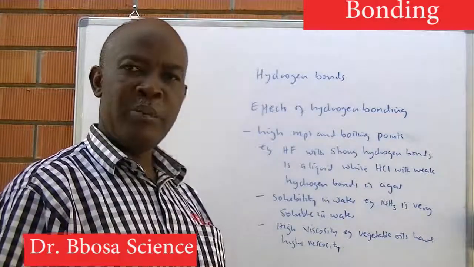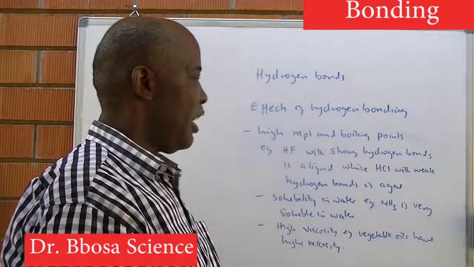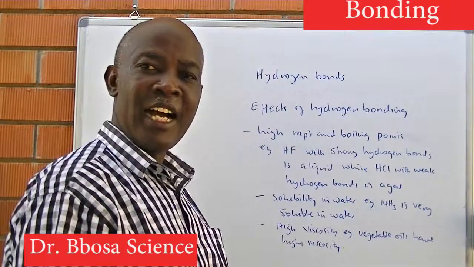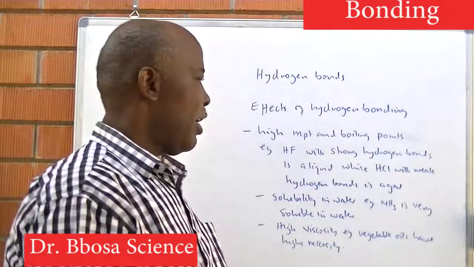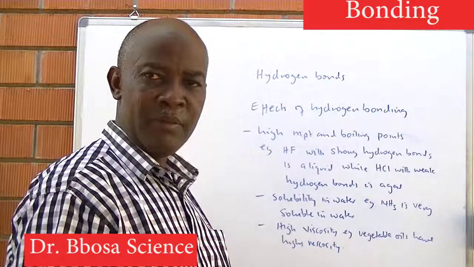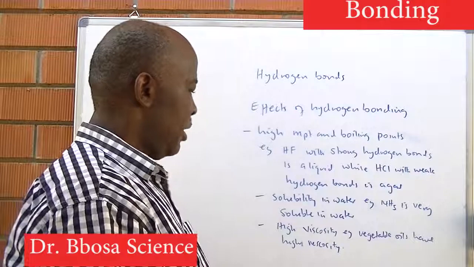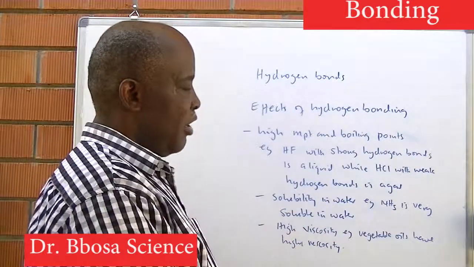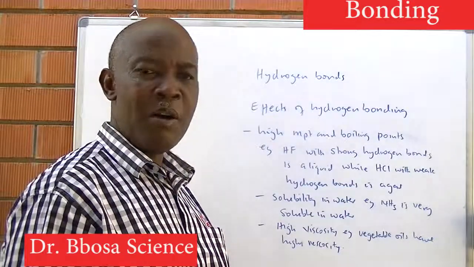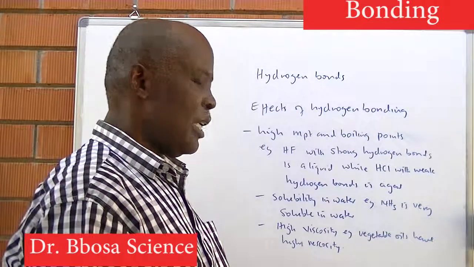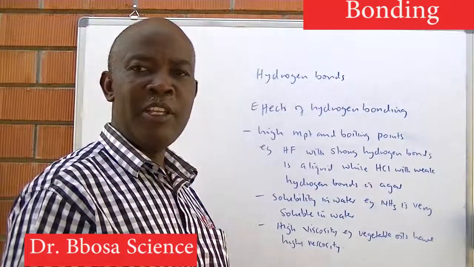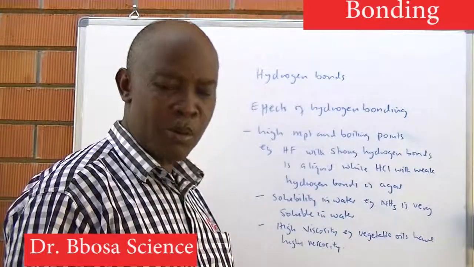Effects of hydrogen bonding. High melting and boiling points. For example, hydrogen fluoride with strong hydrogen bonds is a liquid, i.e. has high boiling point, while hydrogen chloride with weak hydrogen bonds is a gas at room temperature, i.e. it has a low boiling point. Compounds that form hydrogen bonds with water are soluble. For example, ammonia, which is a covalent compound, is very soluble in water. Then high viscosity. For example, vegetable oils form very many hydrogen bonds and they are really viscous when you pour.